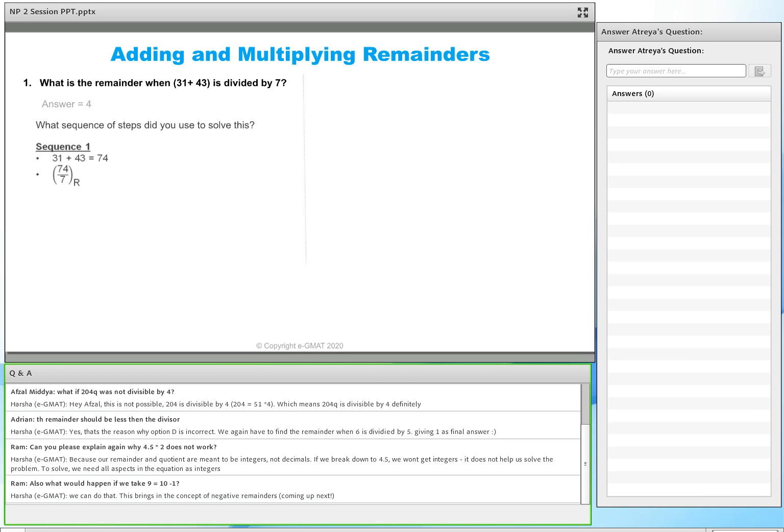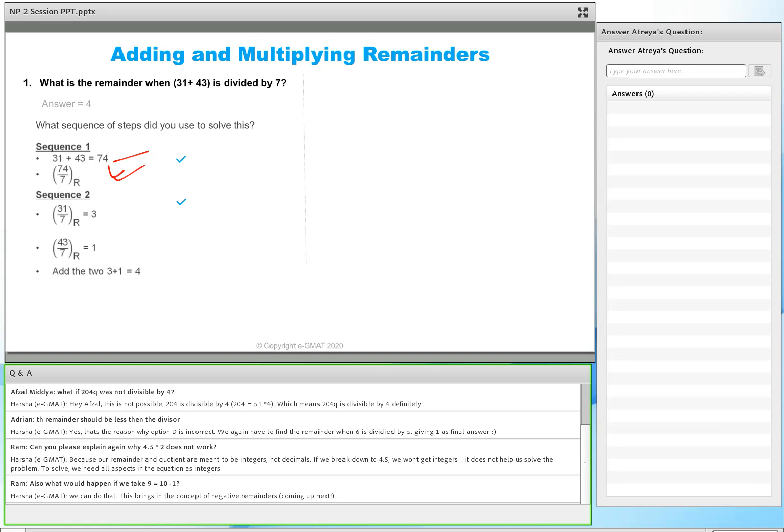Now guys, tell me, what is the remainder? If I ask you a question, what is the remainder when 31 plus 43 is divided by 7? There are essentially two ways to solve this question. One is you add these two numbers first, that is 31 plus 43 is equal to 74. You then calculate what's the remainder when 74 is divided by 7. This is one way to do it, right?